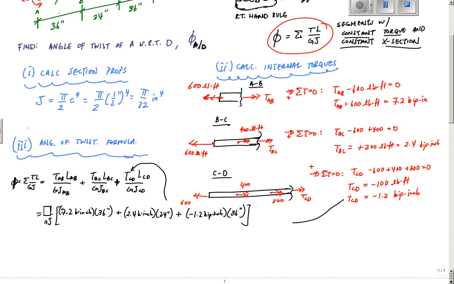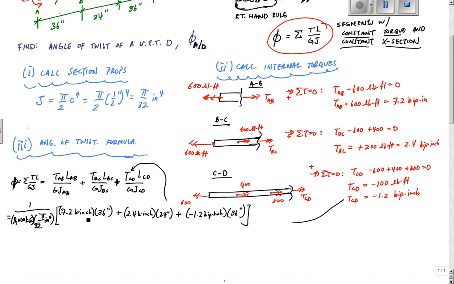And then this GJ, let me put some numbers to that. That GJ, 1 over 11,000 KSI times, can you even see that? Let me do that again one more time. This is 1 over 11,000 KSI times pi over, what was it, pi over 32 inches to the fourth.